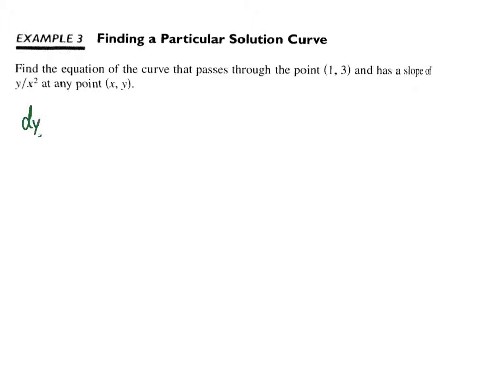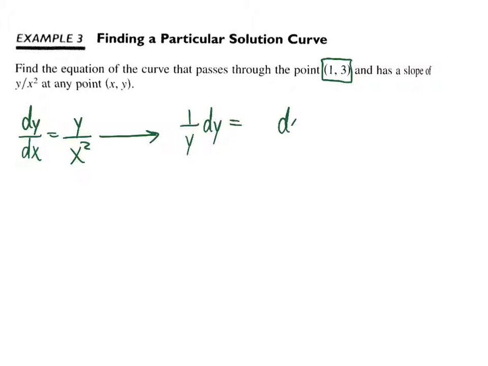y prime, dy/dx, is y over x squared. If we want to make sure it passes through 1, 3, that means we're finding a particular solution. Okay? So that's all we're doing here. And now we separate the variables, 1 over y dy, divide both sides by y, multiply both sides by dx, and we've got x to the negative 2 dx. And now we're just integrating, okay?